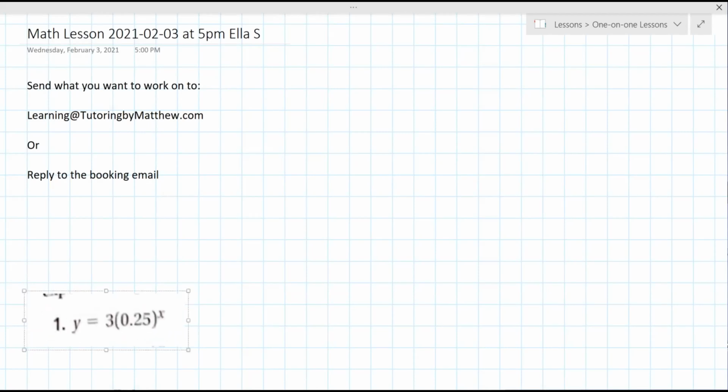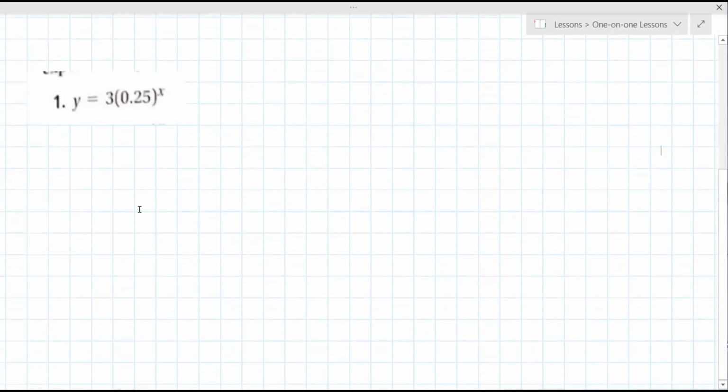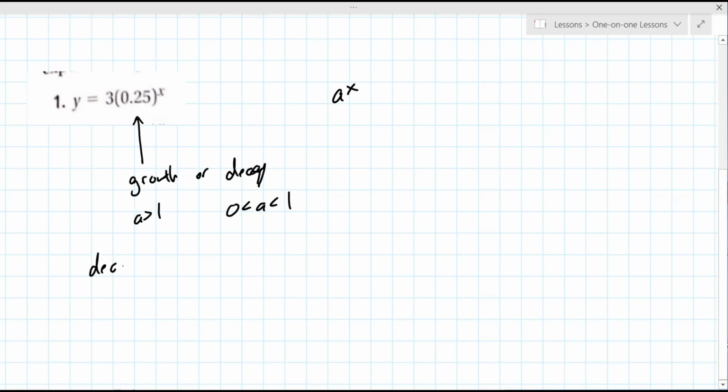It's a little small, and we'll get started here. So this question asks us to find two things. It says to determine whether it's growth or decay. The number in parentheses determines whether it's growth or decay. If A is greater than 1, it's growth, and if it's between 0 and 1, it's decay. So this is decay. Okay.